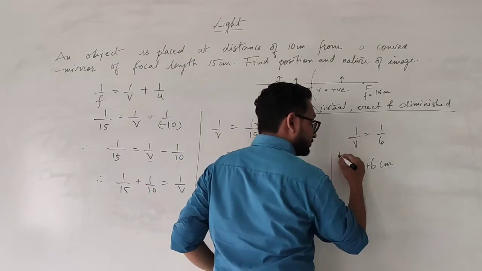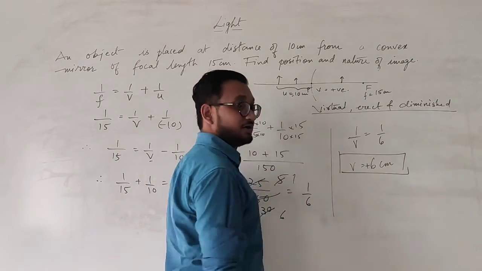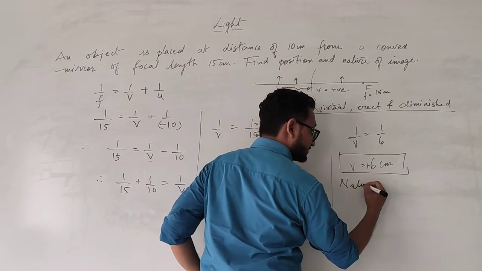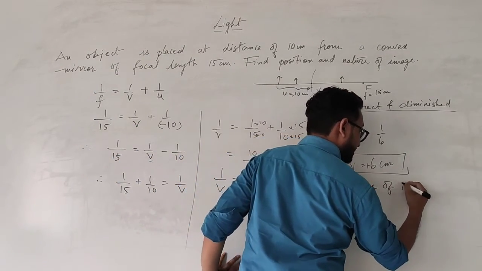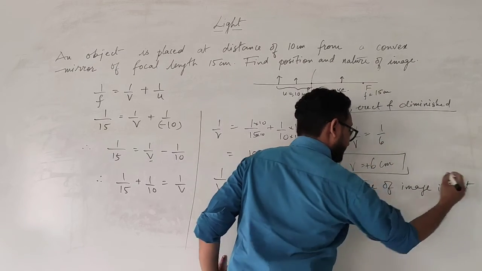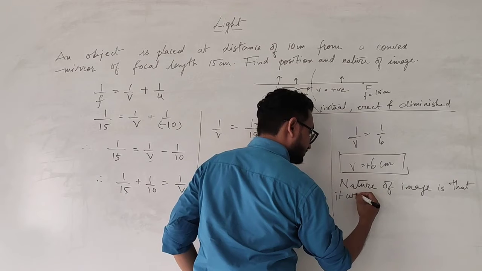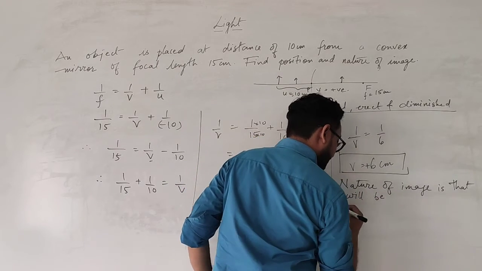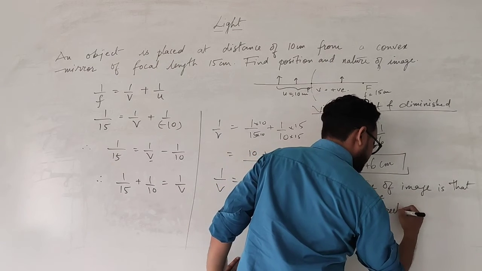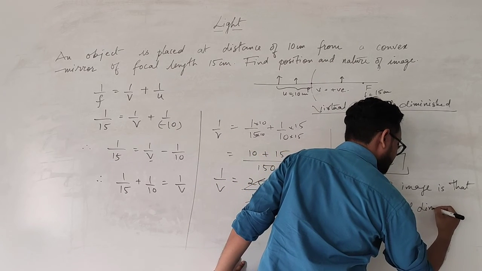So you have found the image distance, and finally you have to write that the nature of the image is that it will be virtual, erect and diminished.